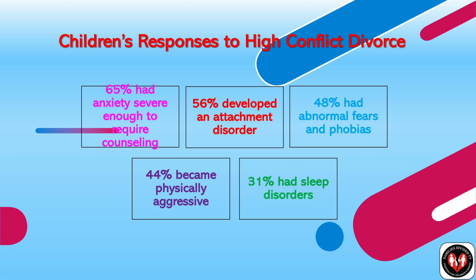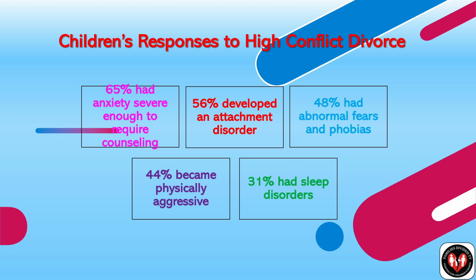65% of these children had anxiety severe enough to require counseling or intervention. More than half developed an attachment disorder. Again, they were forced into the position to have to choose one parent over the other parent, disengage from one parent. So it affects attachment, that basic core that we have in our ability to connect with people and trust. Almost half of the children who came from high conflict divorces had fears and phobias that were abnormal, out of context, given their current life situation.